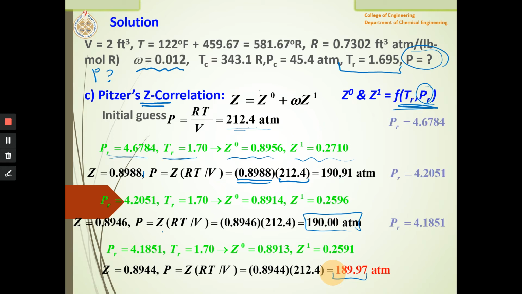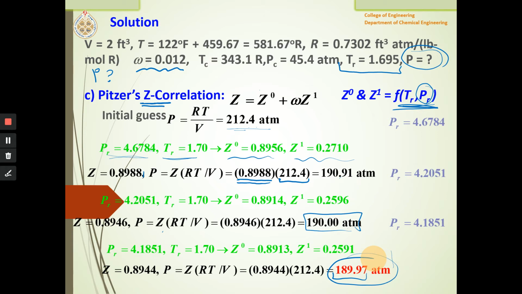And when will you stop? Sometimes they mention in the question, for example, to stop if the difference, that's called the error, is 0.03, or the resolution of the iteration is 0.03 atm. Or you will just decide on it. If the difference is very small, that's it, you can just stop then. So this is how you do it. We come up with the last answer, 189.97. Maybe if you repeated it a fourth or fifth time, you would get maybe 189.91. I would say fair enough. That is a good place to stop.